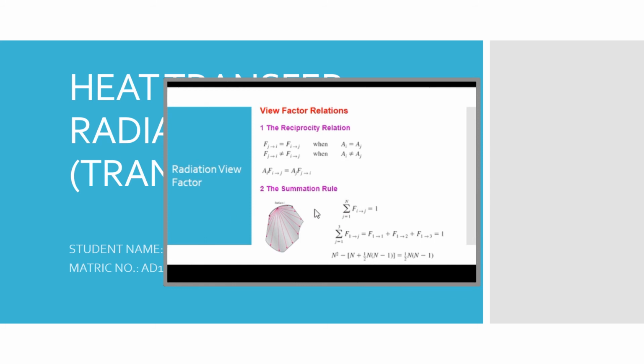The summation rule can be applied to each surface of an enclosure by varying I from 1 to n. Therefore, the summation rule applied to each of the n surfaces of an enclosure gives n relations for the determination of the view factors. So the reciprocity rule gives 1/2 n times (n minus 1) additional relations. Then the total number of view factors that need to be evaluated directly for an n surface enclosure becomes like this, the equation at the very bottom.